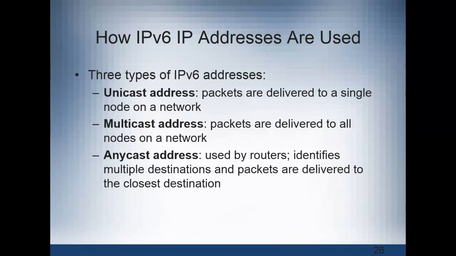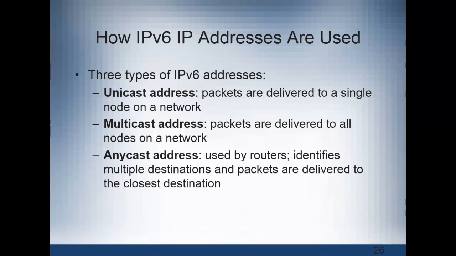Now IPv6 classifies IP addresses differently from IPv4. IPv6 supports 3 types of IP addresses. With a unicast address, packets are delivered to a single node on our network. If we're using a multicast address, packets are delivered to all the nodes in a multicast group. And an anycast address is used by our routers. The address identifies multiple destinations, and packets are delivered to the closest of the destinations.